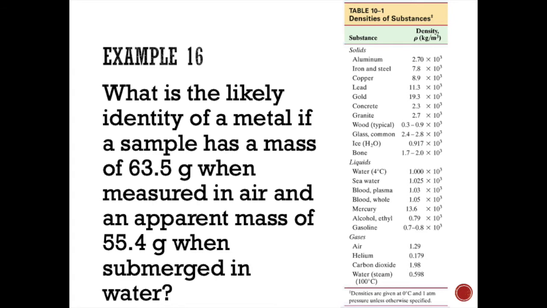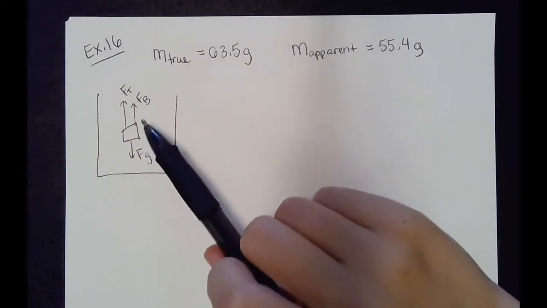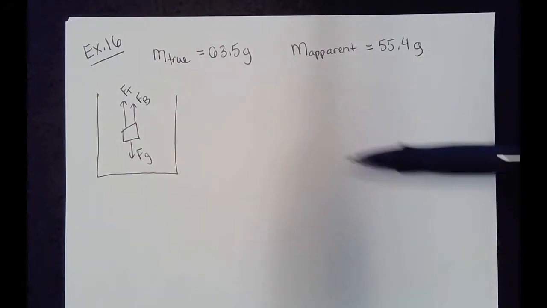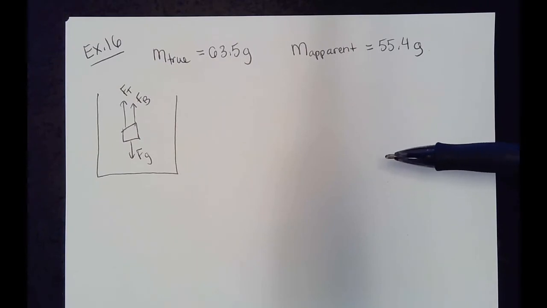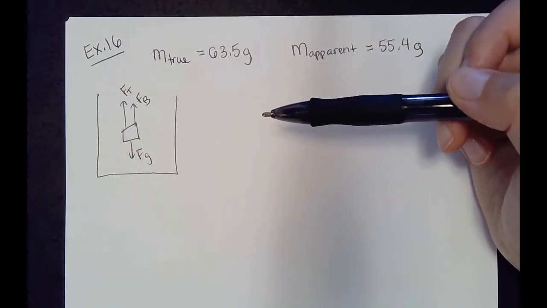Example 16: what is the likely identity of a metal if a sample has a mass of 63.5 grams when measured in air and an apparent mass of 55.4 grams when submerged in water? All right, so this is similar to the last question. We can imagine that a spring scale is used, or any kind of scale, would have this upward force that measures the apparent weight. We can call it the tension in this case, like the previous example, or you could call it the normal force if you're picturing it resting on a standing scale.